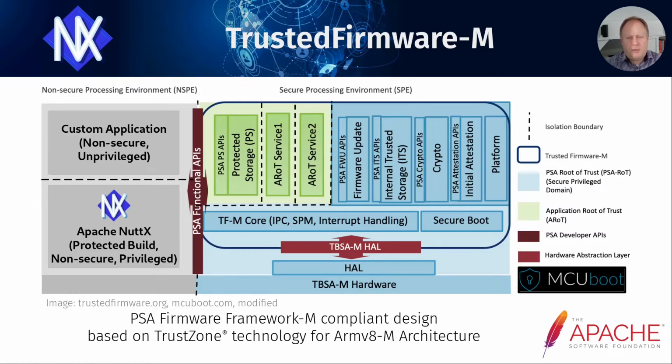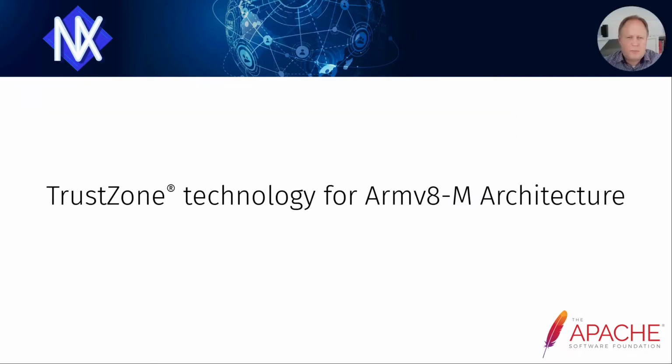The isolation between the non-secure and the secure processing environment can either be enforced by using two separate ARMv6-M or ARMv7-M microcontrollers, or by exploiting TrustZone technology, which was introduced with ARM version 8-M. The most cost-effective way to implement the PSA firmware framework is with a single microcontroller that supports the TrustZone extensions. So let's have a short overview of TrustZone technology as defined in the ARMv8-M architecture.